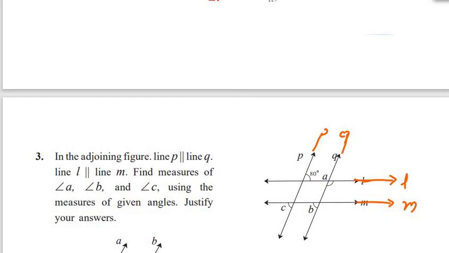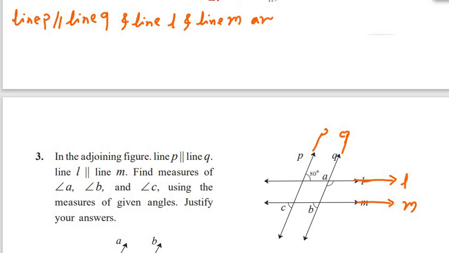Now see, this P is parallel to Q and this L and M are transversals. I write here line P parallel to line Q, and line L and line M are transversals. Right? These two lines cut P and Q, therefore they are transversals.